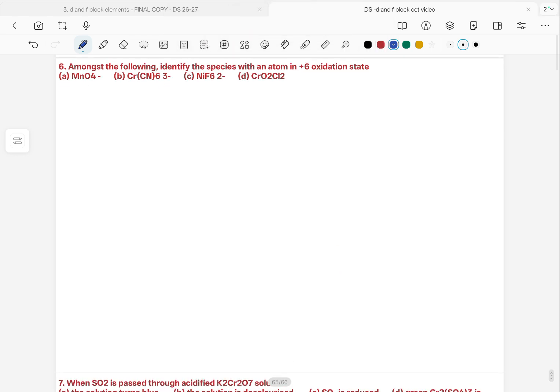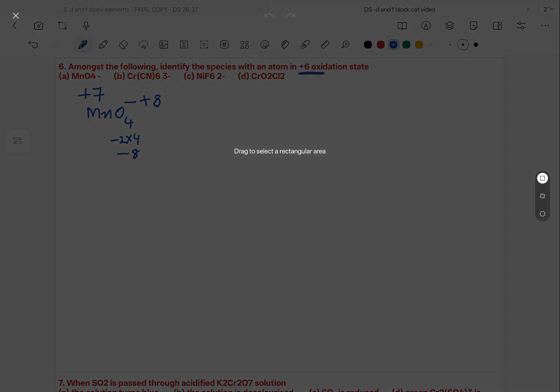Here the question is, amongst the following, identify the species with an atom with plus 6 oxidation state. How to find out oxidation state? We are very much clear. First option is MnO4 minus. Oxygen is minus 2 into 4, minus 8. Take it out, becomes plus 7. I mean to say plus 8. Now manganese here exists in plus 7 oxidation state. Cannot be the option.